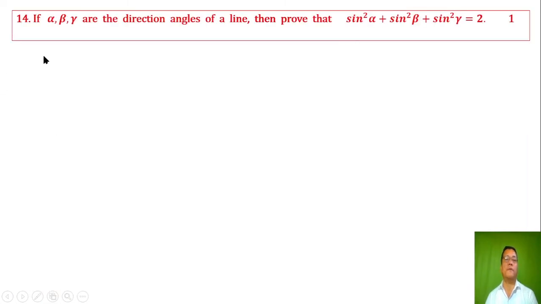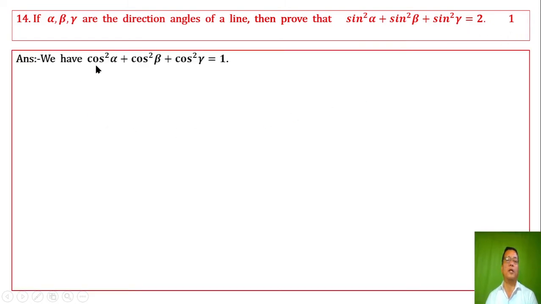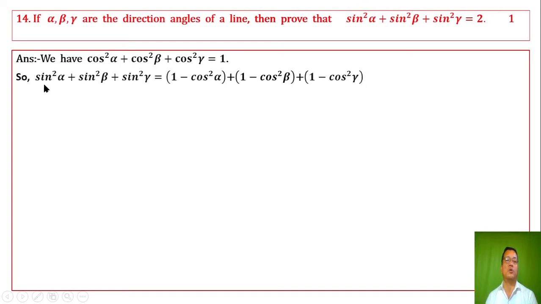Question number 14. If alpha, beta, gamma are the direction angles of a line, then prove that sin square alpha plus sin square beta plus sin square gamma equal to 2. 1 mark. We have learned that cos square alpha plus cos square beta plus cos square gamma equal to 1, if alpha, beta, gamma are the direction angles of a line. So, sin square alpha plus sin square beta plus sin square gamma.